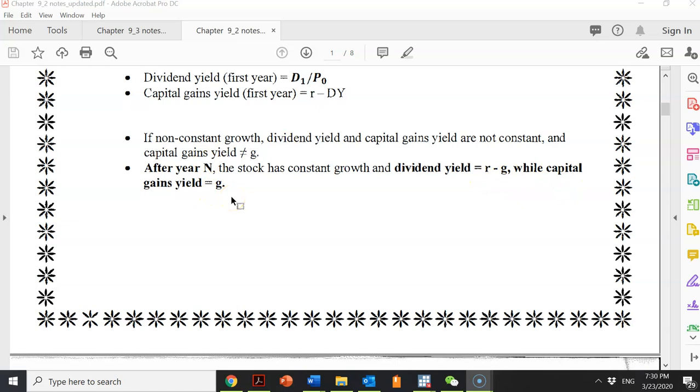equals G. So even though this is a non-constant growth model where we have two stages, it's usually in the second stage that the firm becomes mature and stable, and we have a constant growth of G after n years. So we can still use the two conclusions we had from last class that dividend yield equals R minus G and capital gains yield equals G in the constant growth model setting. So for the second stage, we can still treat it as a constant growth model. It's just in the first stage, we may have a much faster G because this firm is just at the starting point, and usually they have a faster growing rate compared to a mature firm.